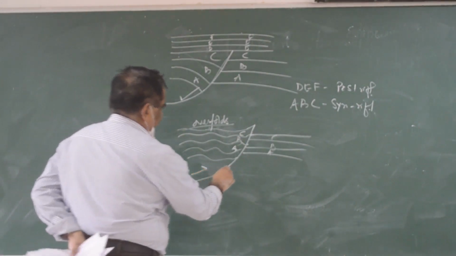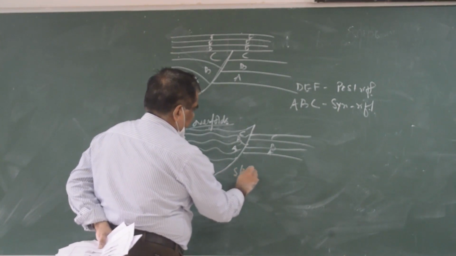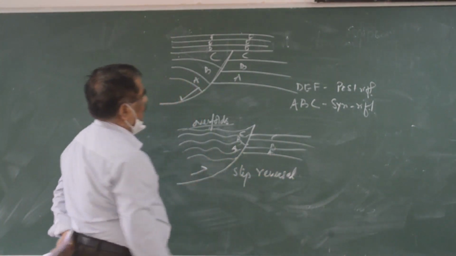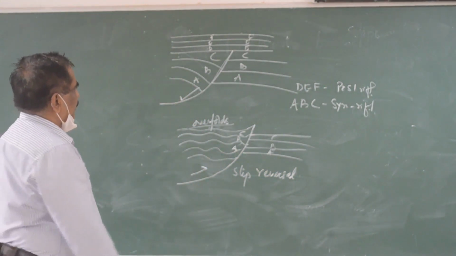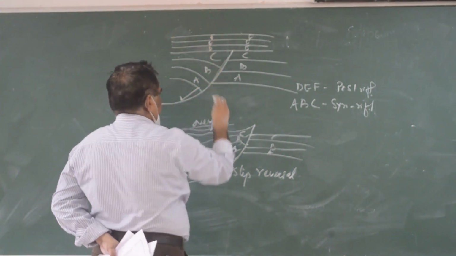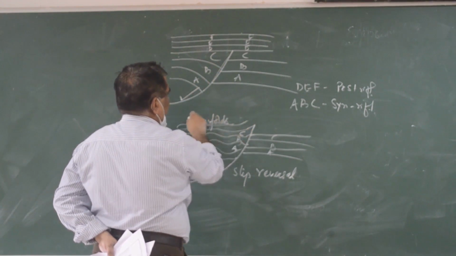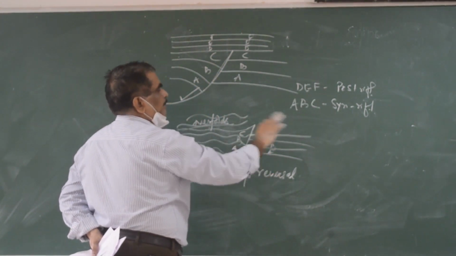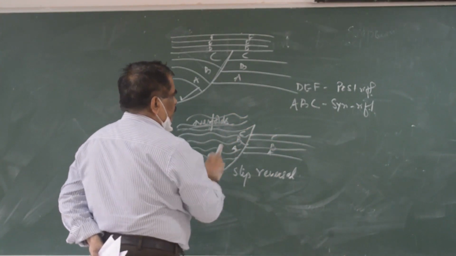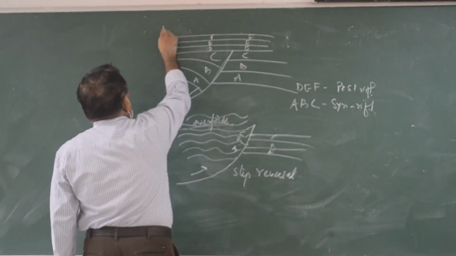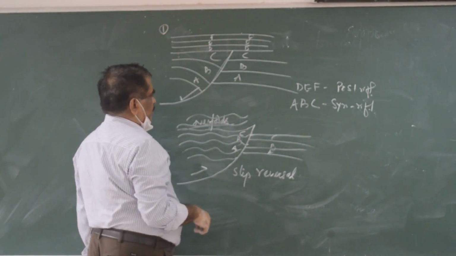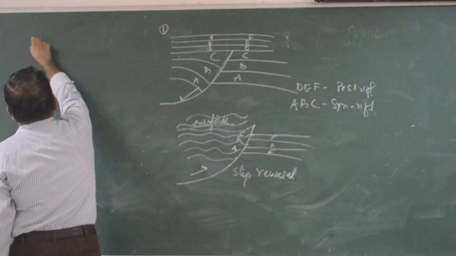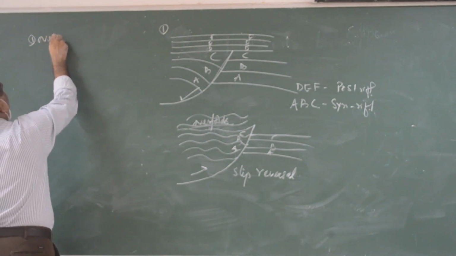This is called slip inversion. Now these A, B, C beds and D, E, F beds will all be folded like this because of this thrust. But this set of beds will remain horizontal. So this is one of the important features in basin inversion. Overfolds are the one type.